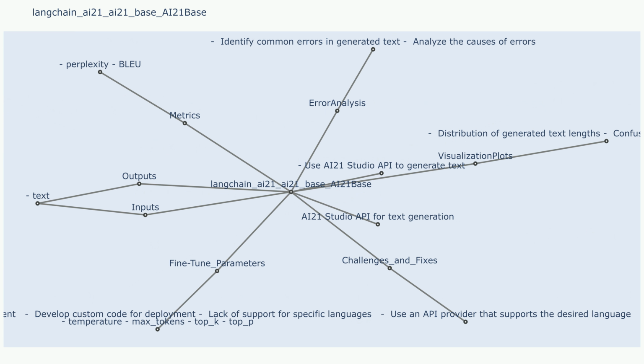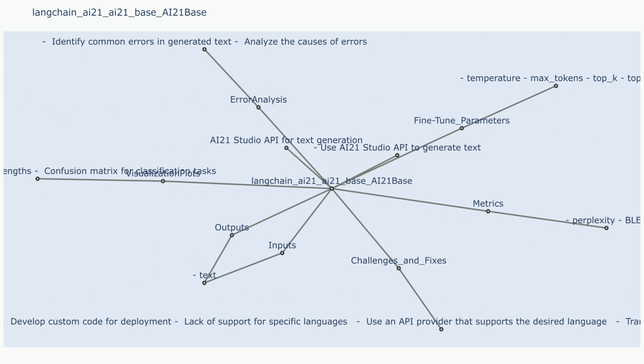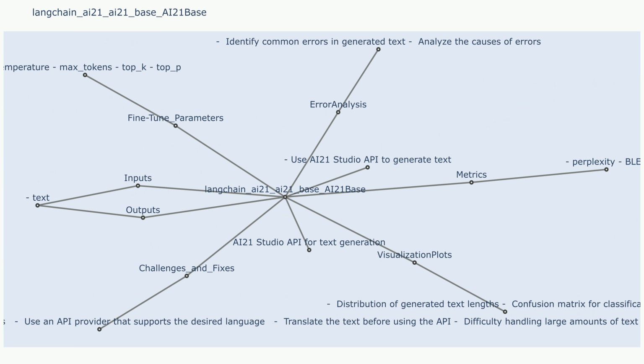Inputs. Text: the input text to be processed by the AI21 base model. This could be anything from a single sentence to a lengthy document. Parameters. Various parameters can be used to control the behavior of the AI21 base model.